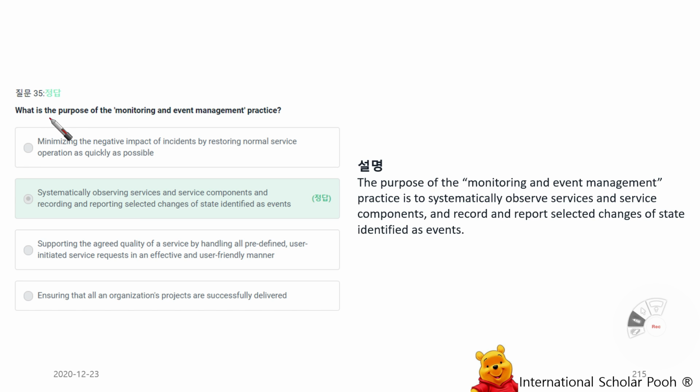What is the purpose of the monitoring and event management practice? Systematically observing services and service components and recording and reporting selected changes of state identified as events. The purpose of the monitoring and event management practice is to systematically observe services and service components and record and report selected changes of state identified as events.